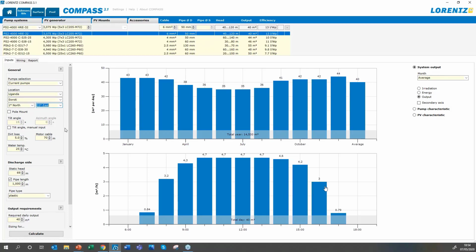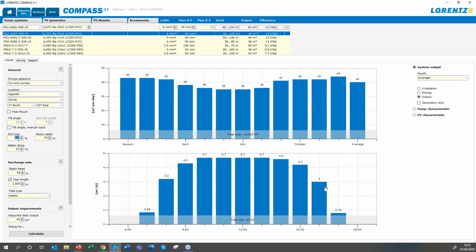The next question that's in here is on dirt loss. What is this dirt loss here? So the dirt loss is a figure that you can set, and this is the losses that you would have from having dust and dirt on the PV modules on the solar panels in normal use. So we set this at 5% as a kind of fairly good average planning number.